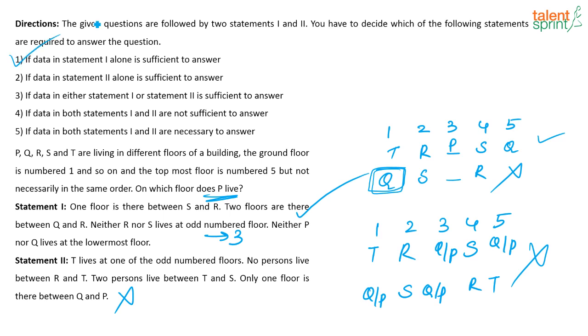So your answer will be that the data in statement 1 alone is sufficient to arrive at the answer. Nageshwar, I hope it is clear. I think some of you gave me the answer here as option 4. The correct answer here will be option 1. Is it clear? Option 1 is your answer, if data in statement 1 alone is enough to arrive at the answer. Clear? Shall I move on to the next question?